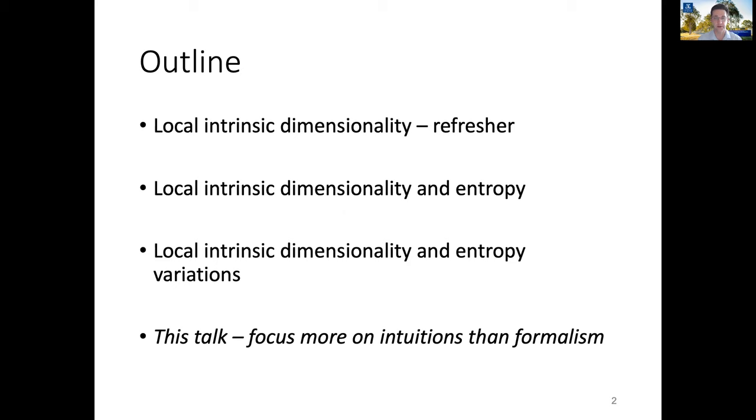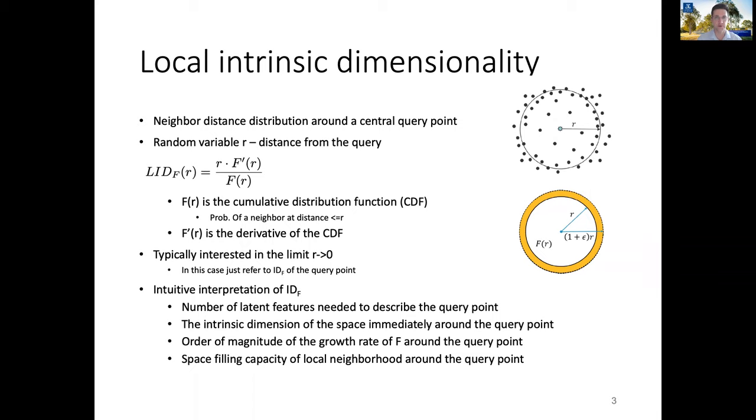So what is local intrinsic dimensionality? The idea is that we've got a central query point, and there's other points surrounding that central query point, as one can see in this diagram over here. And then we look at the distances from this central query point to each other point. And we record those distances. And here we've got a distance r from this query point to a particular location. And so this set of distances, we can treat it as a random variable r.